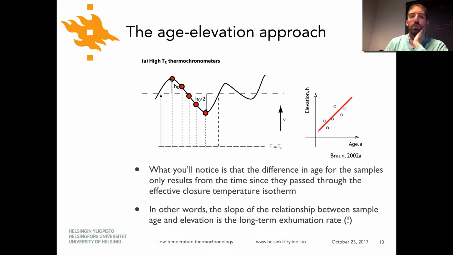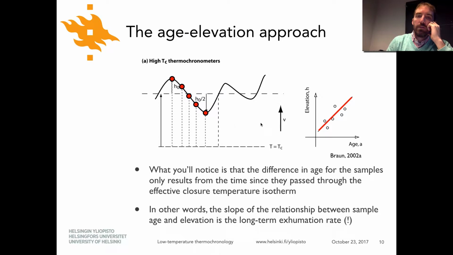Because the only thing their age depends upon is the difference in elevation between where the samples were collected. If they're all moving at the same rate up toward the surface, you can just put a regression line through this data, and that will give you the average exhumation rate for those rock samples.